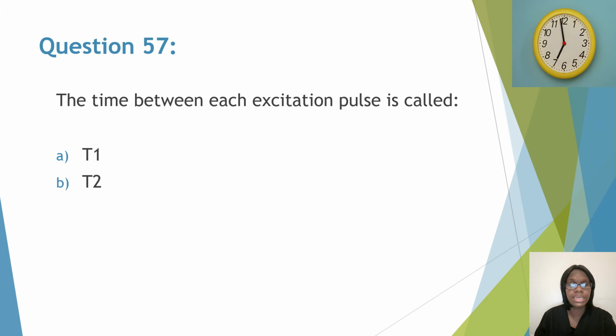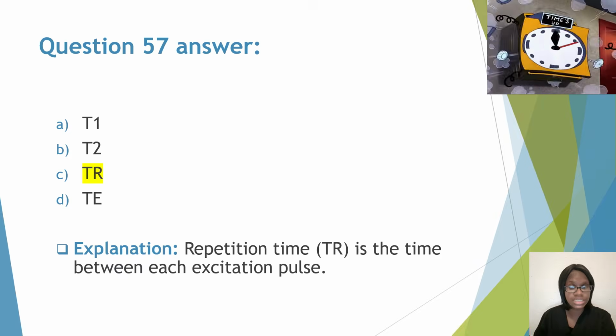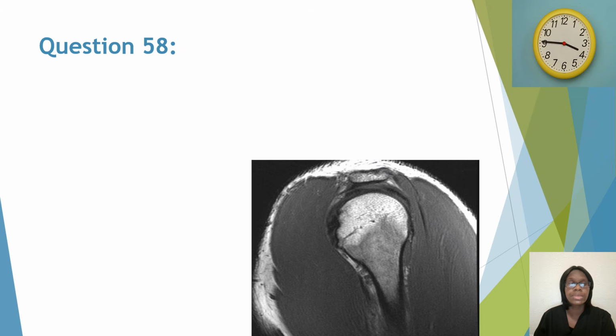T1, B. T2, C. TR, D. TE. The correct answer is C, TR. Repetition time is the time between each excitation pulse.